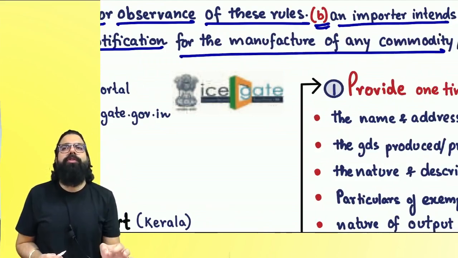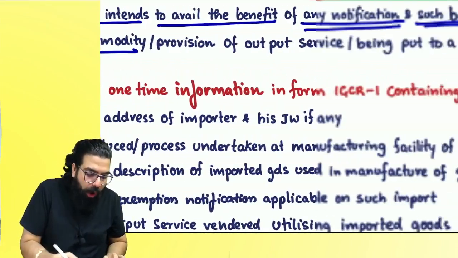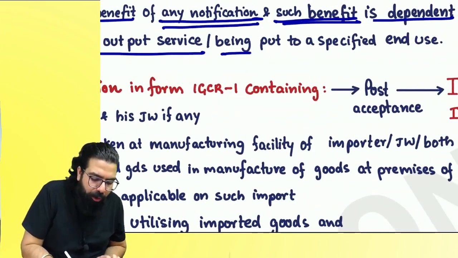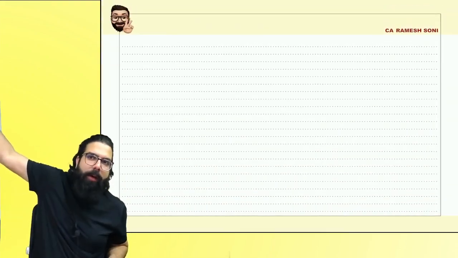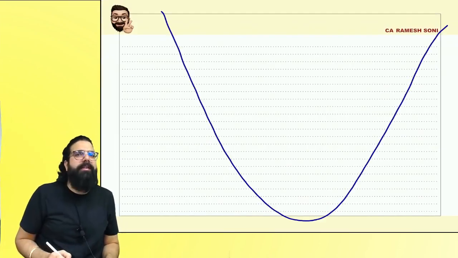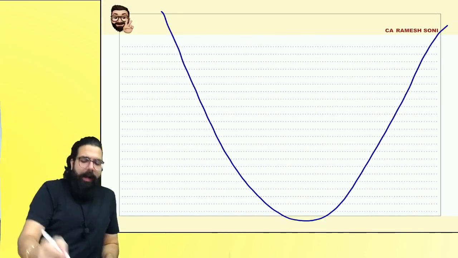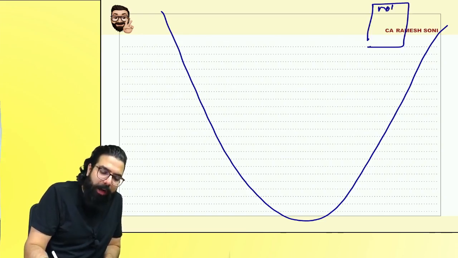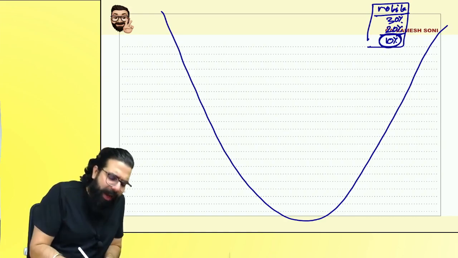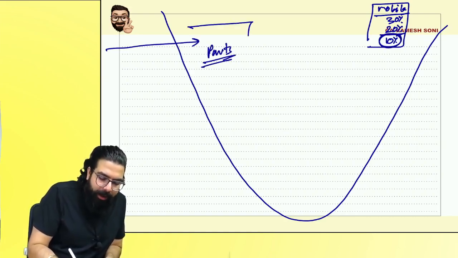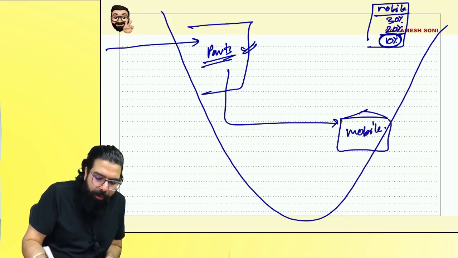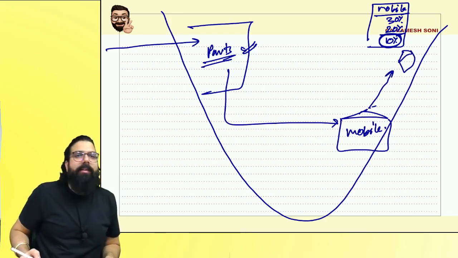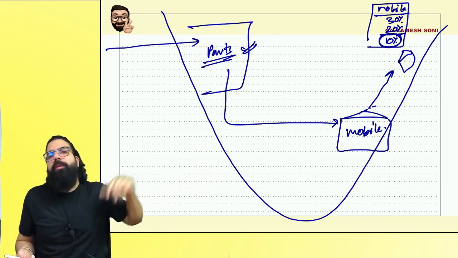You want to import goods for manufacturing, or for providing an output service, or to be put to end use. For example, we will take the example of mobile phone parts. Everyone, we will take the full examples with mobile phone parts only. The government issued an exemption notification where it said the IGCR rules are to be followed. The notification said that if you import mobile phone parts, the rate of duty is actually 30%, but we will give you a concession of 20% and you have to pay only the rest. So if I import mobile phone parts, the customs officer will allow me to clear the goods at how much? 10% only, provided the end use is for mobile phones, or I am supplying it to someone who is using it for the specified end use, which is basically mobile phones.